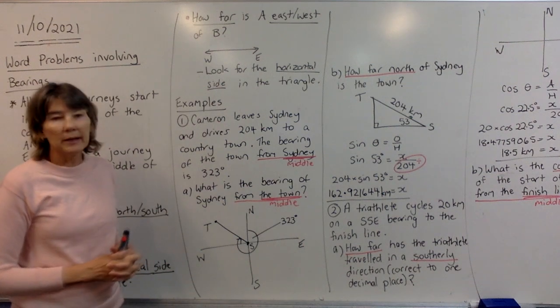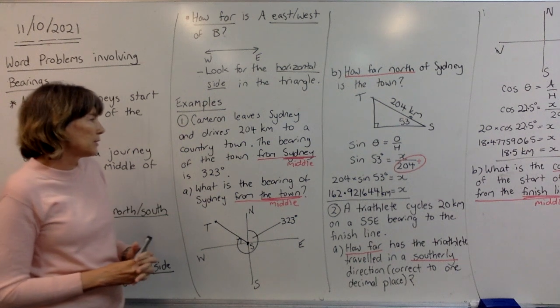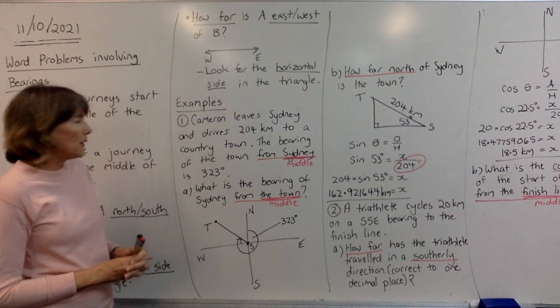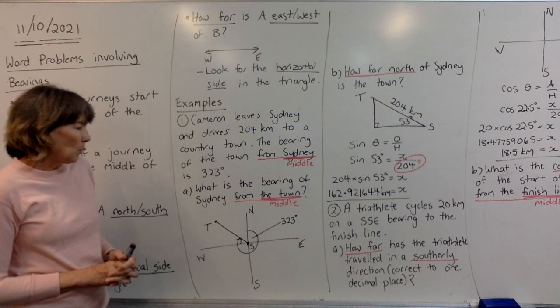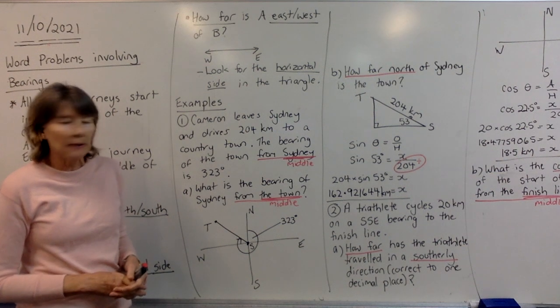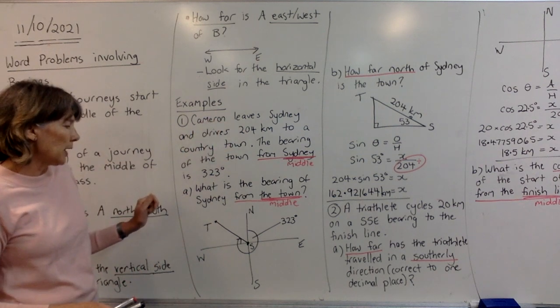Okay, so let's have a look at an example. Cameron leaves Sydney and drives 204 kilometres to a country town. The bearing of the town from Sydney is 323 degrees. What is the bearing of Sydney from the town? Let's just concentrate on what they've told us in the beginning, and we're going to draw a diagram.